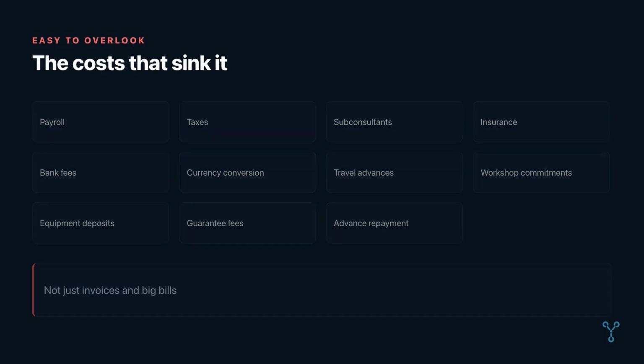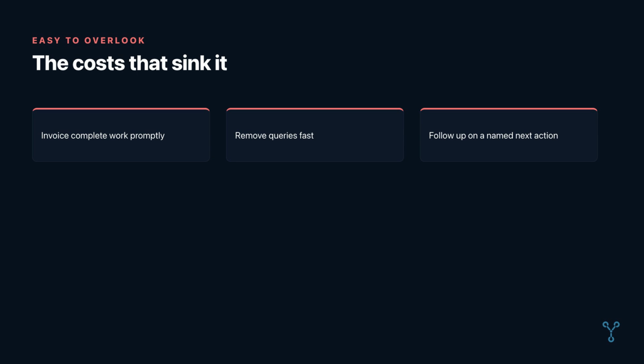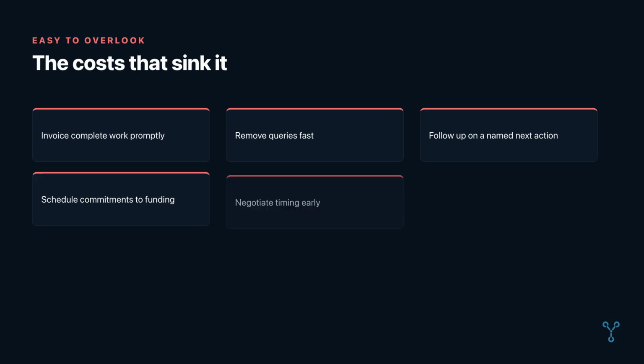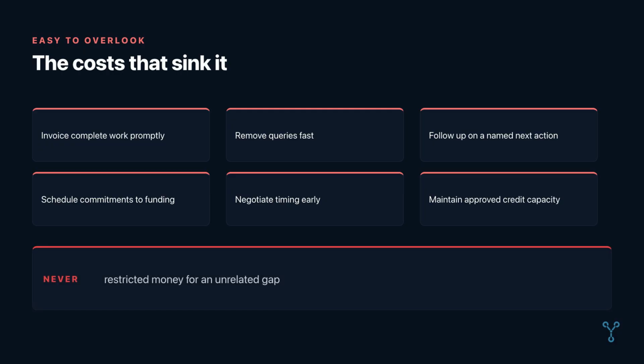Your practical levers are limited but powerful. Invoice complete work promptly. Remove queries fast. Follow up on a named next action. Schedule commitments to match approved budgets and funding timing. Negotiate sensible payment timing and advances during contracting, not when the account is empty. Maintain approved working capital or credit capacity at firm level for credible delays. And do not use project funds, advances, or restricted money to solve an unrelated cash problem.